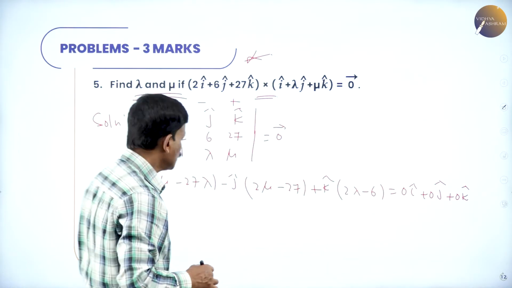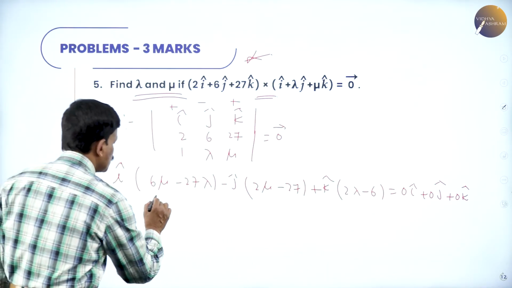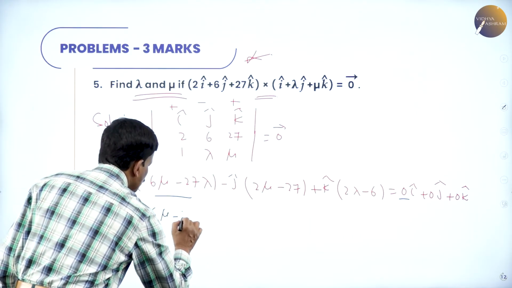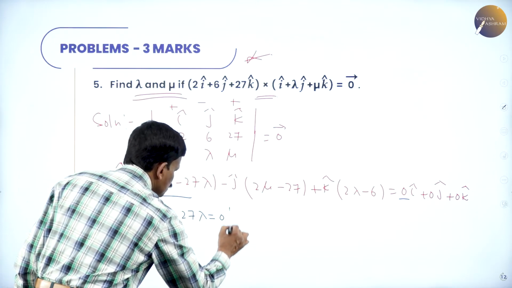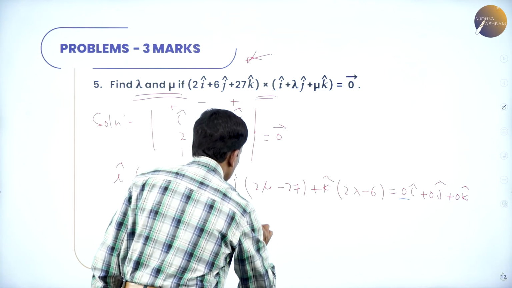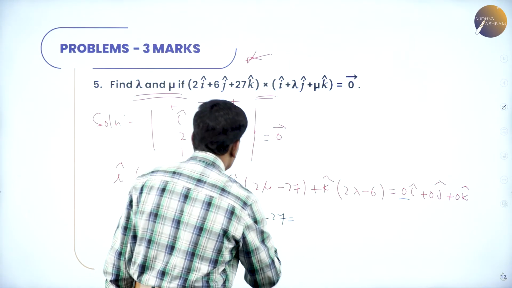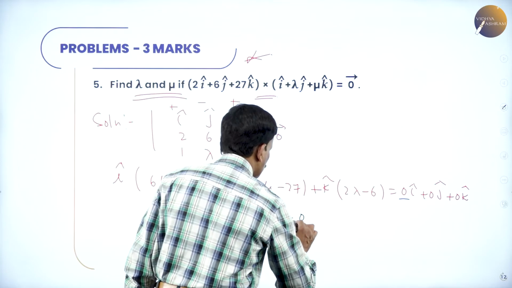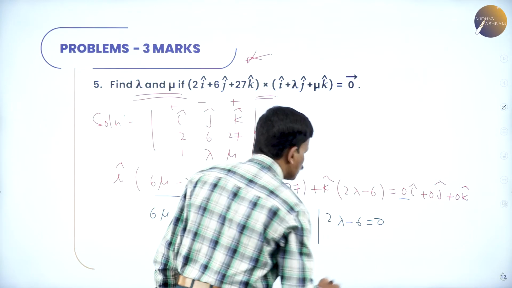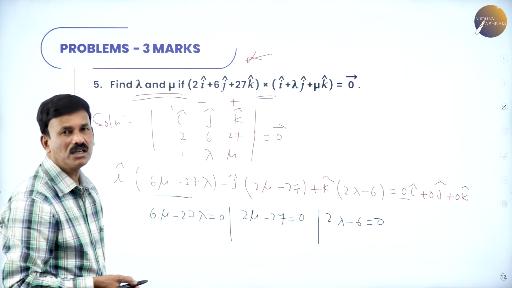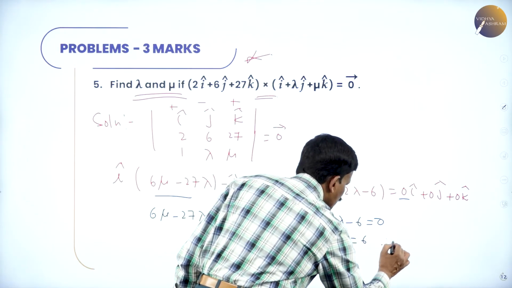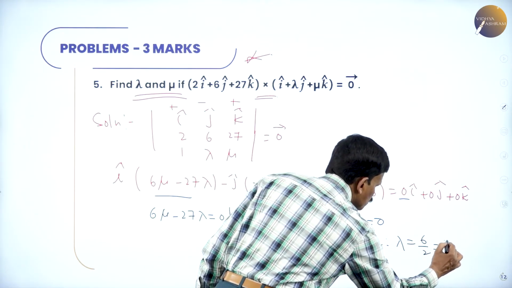That's it. Now, let us equate to 0. The coefficient of i is 0. So therefore 6 mu minus 27 lambda is equal to 0. Or the coefficient of j, here it is 2 mu minus 27 is equal to minus 0, which is nothing but plus 0. Next, you can take 2 lambda minus 6 is equal to 0. So by solving this, you will get the value of lambda. If you solve this, 2 lambda is equal to 6. Therefore, lambda is equal to 6 by 2, which is 3.